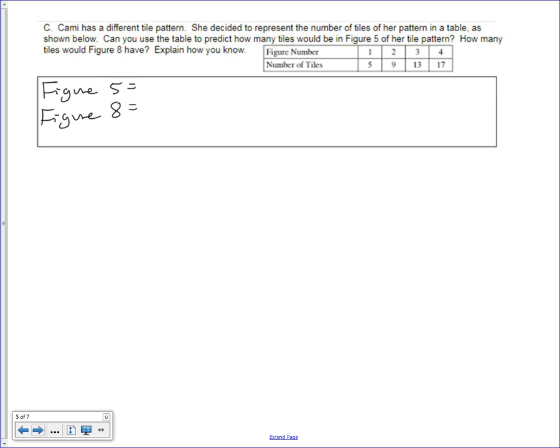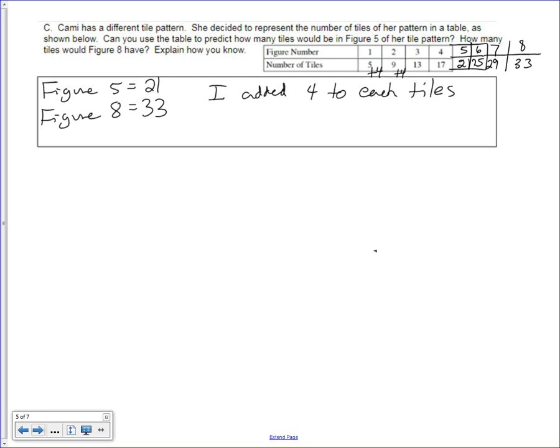It shows me that it's going up by 4 each time. So I know the next one, which is figure 5, is going to be 21, because 17 plus 4 is 21. Then I just keep going for figure 8. Figure 6 is going to be 25. Figure 7 is going to be 29. So figure 8 will be 33. Explain how you know: I added 4 to each tile number.